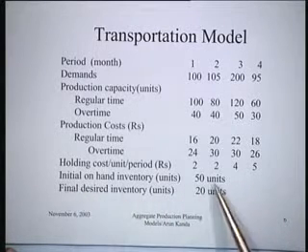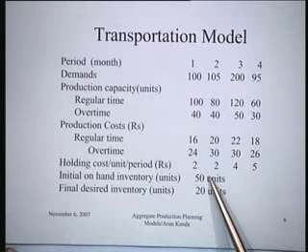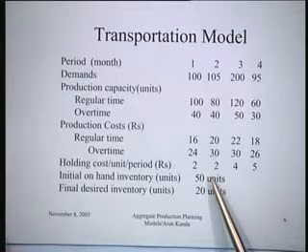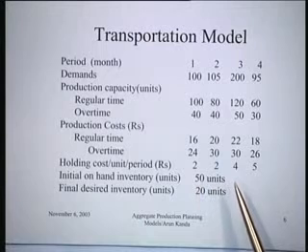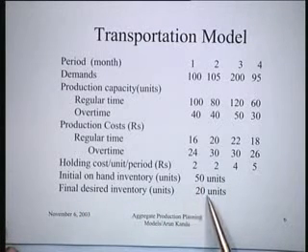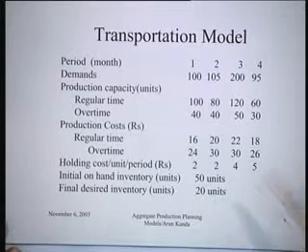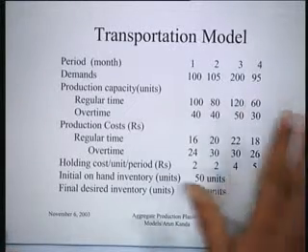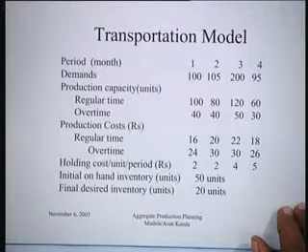The initial on-hand inventory is 50 because this is a legacy of the past, right? In the past planning horizon, you have 50 units left. That's what it means. And the final desired inventory is 20 units. This is what you desire at the end. So this is the nature of the problem data that you would have before you try to solve the problem using a transportation model. So let us see how this problem can be solved by using the transportation model. The first thing that you do in a transportation model is to set up the supplies and the demands, right? The supplies and the demands that you have for the various situations.